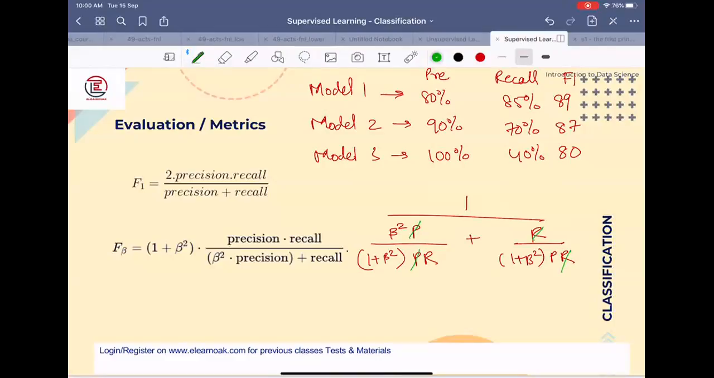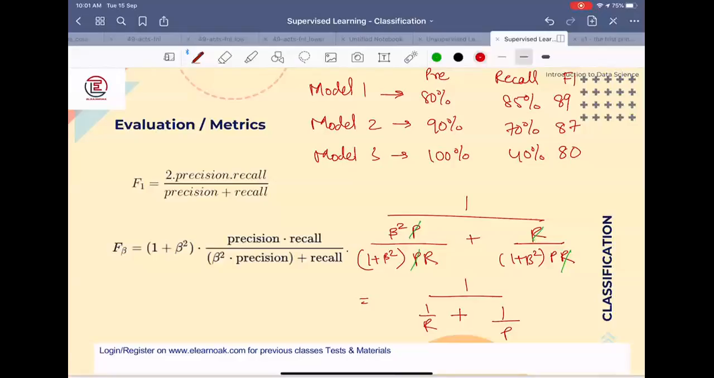So let's say I want to give more importance to precision. Should beta have a high value, much greater than 1, or a low value, much lesser than 1? Let us imagine beta is equal to 0. What will happen? On this side, we will end up with 0 divided by 1, so this will be 0 by R, and 1 by P.